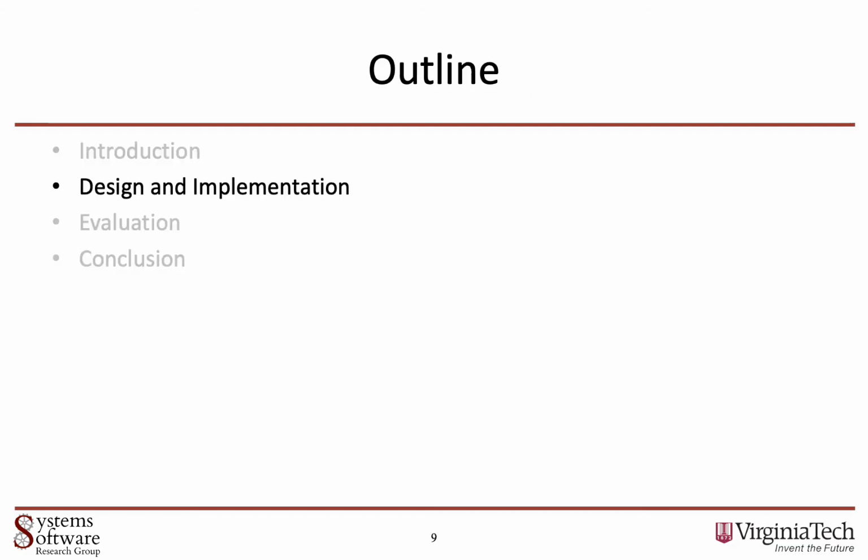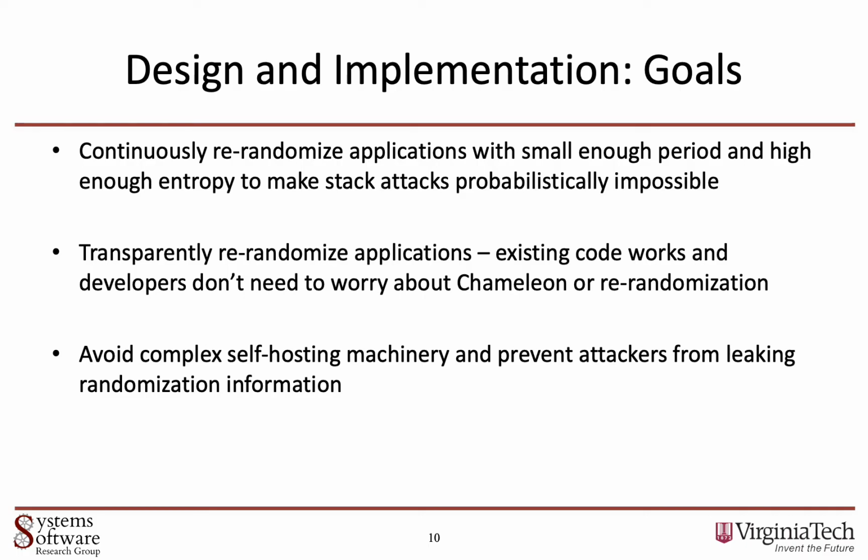Next, I'll go through the design and implementation of Chameleon. Chameleon has several goals for its design and implementation. The first is that Chameleon wants to continuously re-randomize applications with a small enough period and a high enough entropy to make stack attacks probabilistically impossible. This means that even if an attacker is able to exploit a memory disclosure vulnerability, any information they learn from that vulnerability will be rendered pointless after the next randomization period.